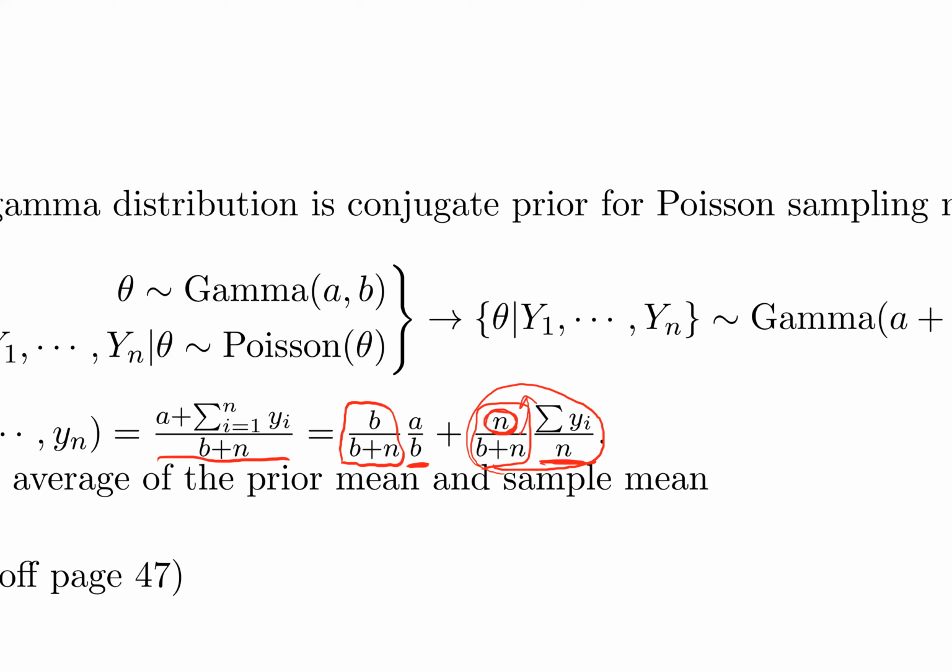It's less obvious to look at the variance, so we're not going to go that route, but I just wanted to show you that for the 3 different models we covered so far, the beta-binomial, the normal, and now the gamma-Poisson, you can see how the posterior mean is a weighted average of the prior mean and the sample mean.